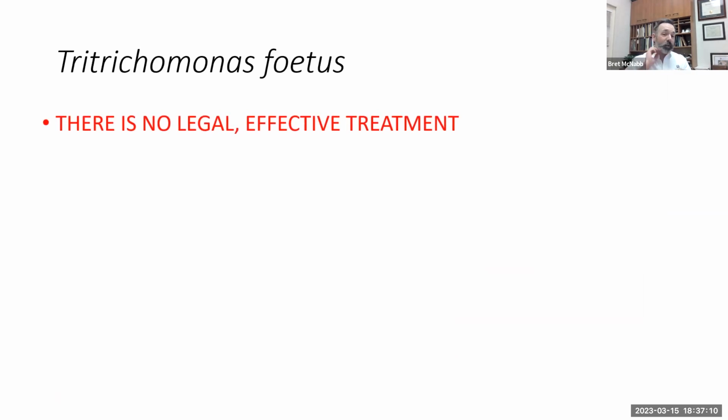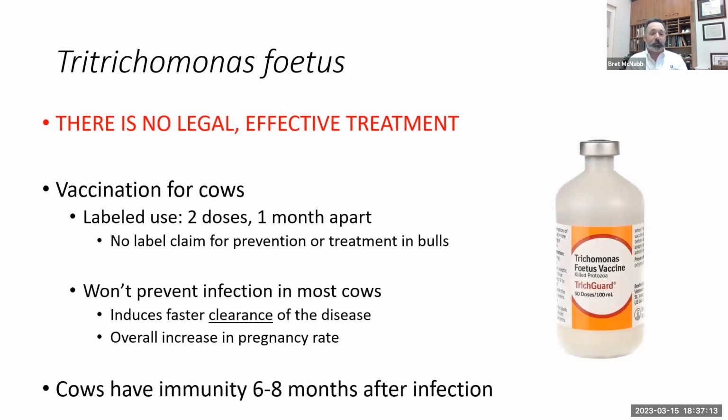As a reminder, there is no legal effective treatment for trich, which is really frustrating. There is a vaccination for cows. I don't work for Boehringer Ingelheim, and I hope no one here does, because I do want to say that it's not the best vaccine. But it is good when used in the right way. So when used before we expect exposure, it needs to be used in the cows before the breeding window, so they have the highest level of immunity they can before they potentially are exposed to a bull that has trich.